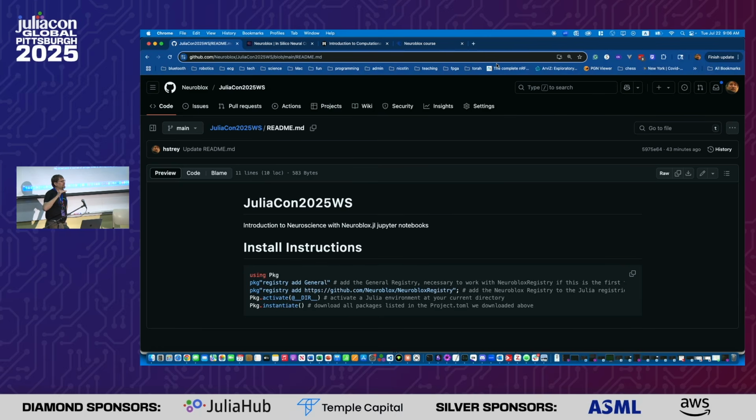It will take a while to do the instantiate. It typically takes about 10 minutes or something like that. It depends on your laptop, right? But since you're in computational neuroscience, you probably have a good laptop.